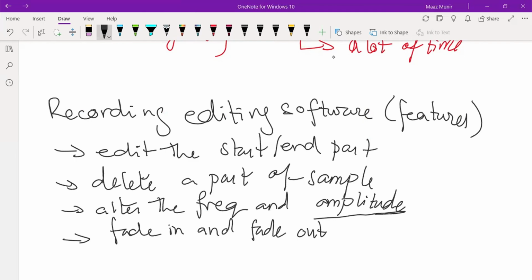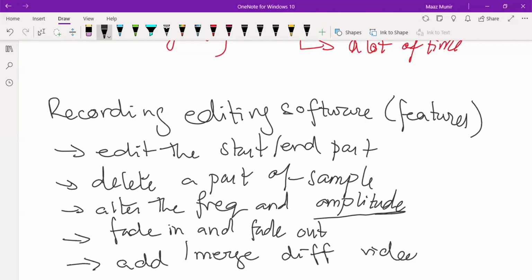Yeah, exactly. All those features. It's like a common sense question. Everyone knows. If I ask you what video editing software could do, you could cut the part, you could edit the starting part, you could edit the ending part, you could add, or perhaps in computer science terminology, you could merge different videos or samples, and you could also combine various sounds.